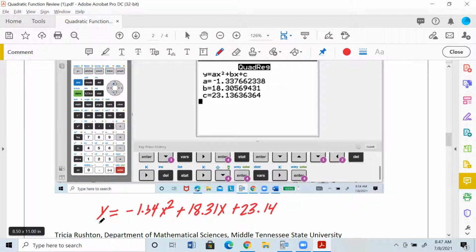We can also write it in function notation. We can replace the y with an f of x, and then everything on the right would stay the same.